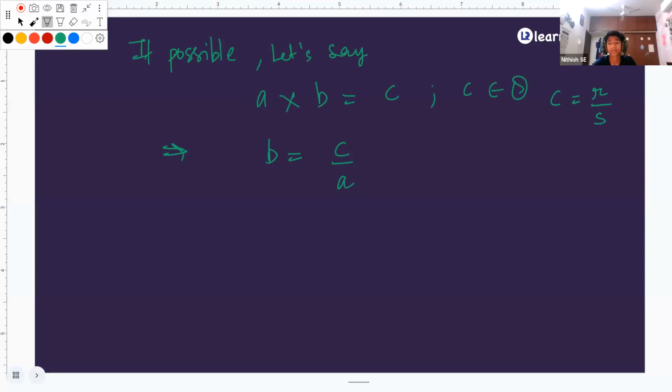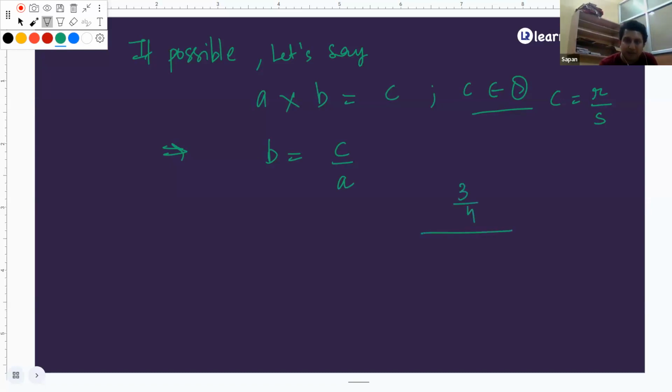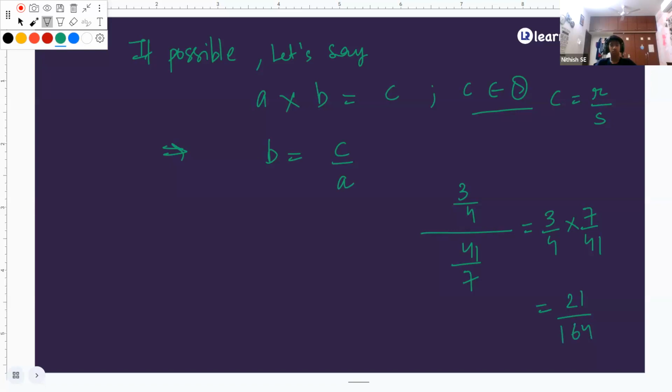So R by S, the rational number, is the general form of any rational number, either 2 by 3 or 4 by 5, like that, 4 by 7. But what are R and S? They are any two numbers. Ultimately, it is the representation of C. So C will look like 3 by 4 divided by A, which will be looking like 4 by 7. This will be 3 by 4 into 7 by 4, which will again be 21 by 16. So division of two rational numbers turned out to be rational.